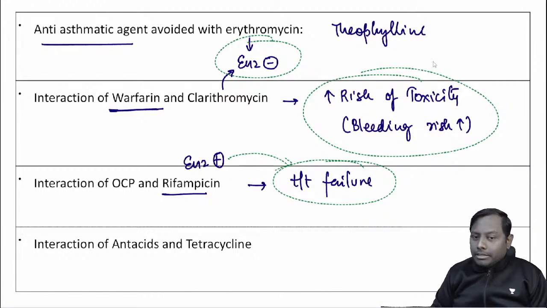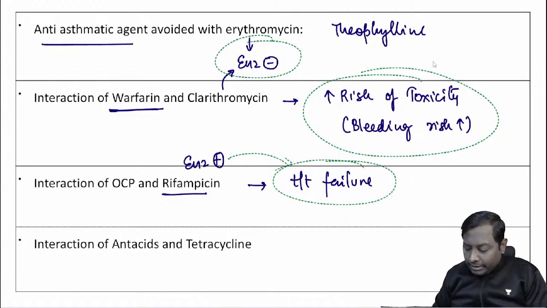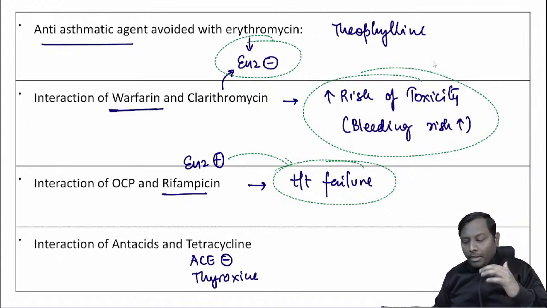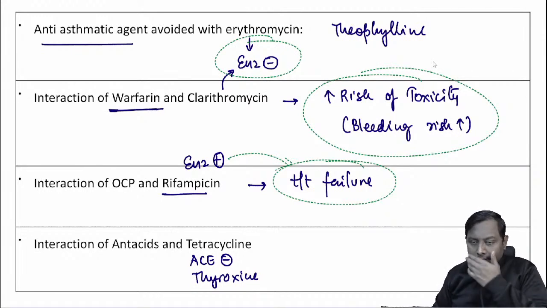Interaction of antacid and tetracycline. So they can give you tetracycline, they can give you drugs like your ACE inhibitor, they can give you drugs like your thyroxine. I hope you will not make mistake in this one. Enzyme inducer, enzyme inhibitor, done. I'll give you the list of enzyme inducers and enzyme inhibitors as well, which I'll be giving you subsequently.